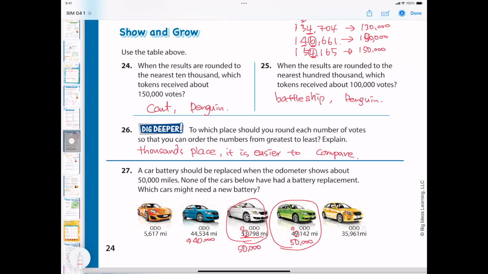What about the yellow car? No, 35,000 is still 40,000 when you round it. All right, so the answer is what? The white and green cars. All right.